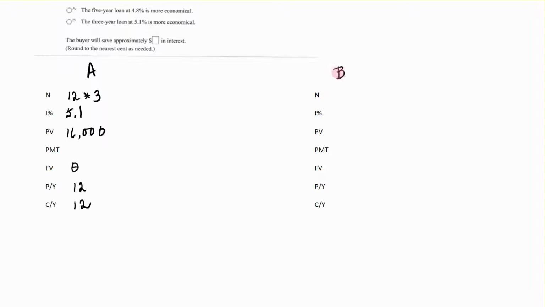Loan B. The interest rate is a little lower, 4.8. We're still borrowing $16,000 for the car, trying to figure out the payment. Future value 0. Still 12 and 12. Another thing that's different is that we're doing this for 5 years, so it is 12 times 5. So we're going to look at what this payment will be: 3 years at 5.1% versus 5 years at 4.8%.